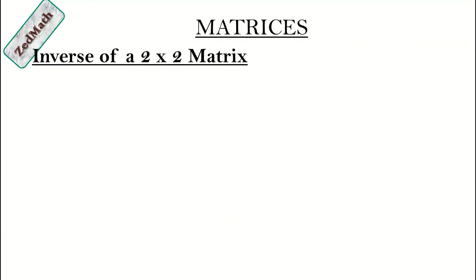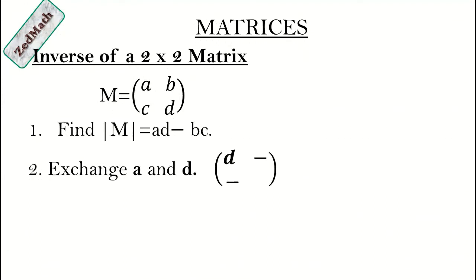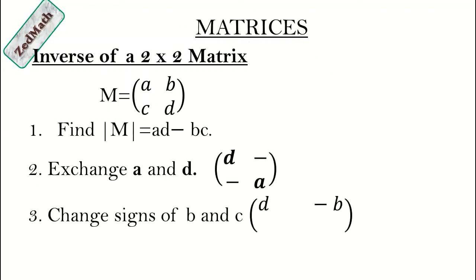So how do we get the inverse of a 2 by 2 matrix? Given this matrix, we do the following steps in order to get its inverse. First, find its determinant, which is always equal to AD minus BC. Secondly, exchange A and D like so. Thirdly, change signs of B and C. So if it was negative, it becomes positive. If it is positive, it becomes negative.